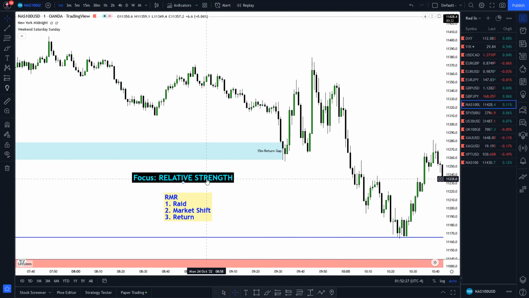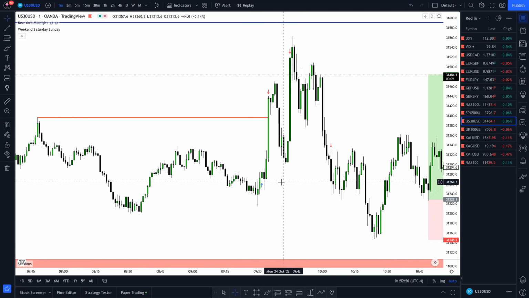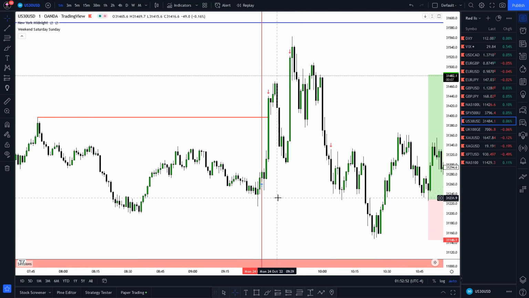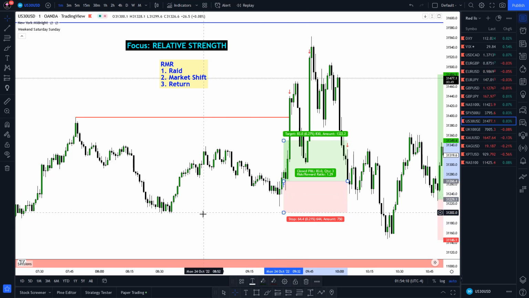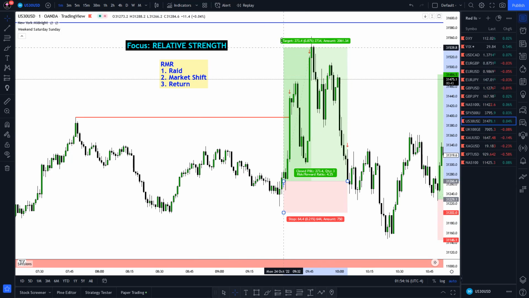Alright, so now that we've done our relative strength analysis and we've determined the Dow is the strongest, at that exact point in time at 9:32, instead of placing our long on the Nasdaq, which is the weakest, you can see on the Dow Jones exactly at 9:32 right there, that's where I placed my long entry. So I've placed my long order there, I've put my stop loss at a previous swing low, and now we can look for objectives above.